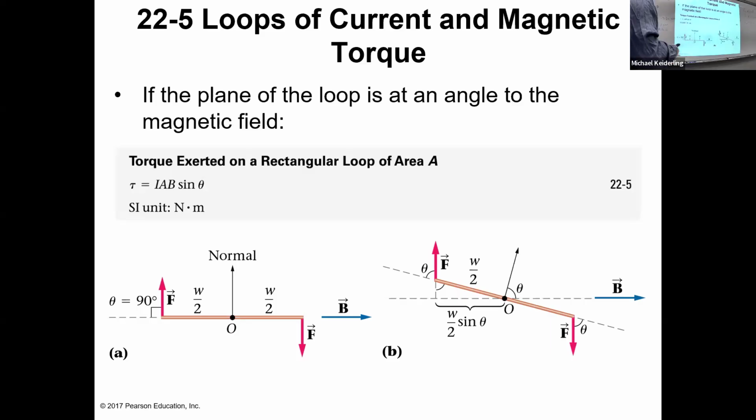So if the plane of the loop is at an angle to the magnetic field, the general formula for torque ends up being current times area times magnetic field times the sine of the angle between the normal and the magnetic field. And that is the torque that's exerted.